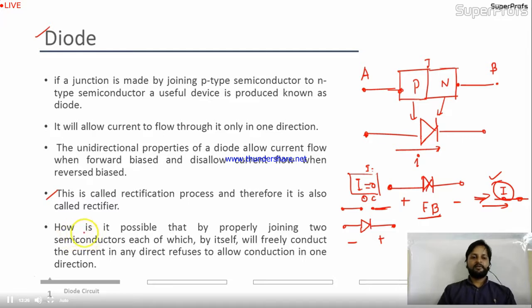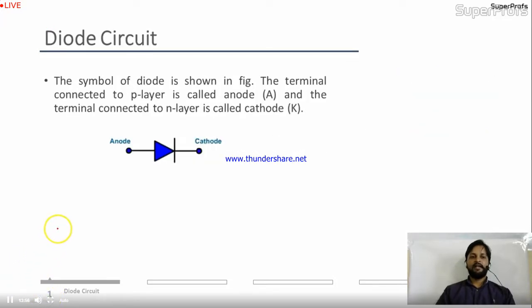Okay. So how is it possible that properly joining two semiconductors, each of which by itself will freely conduct current in any direction, refuses to allow conduction in one direction? Sorry, this is the direction, right? In one direction the current will flow. In the other direction, it will refuse conduction. Is it okay? This is all about the diode. See, these are the characteristics of the diode. Later stage, we'll see the forward bias and reverse biasing of the diode.